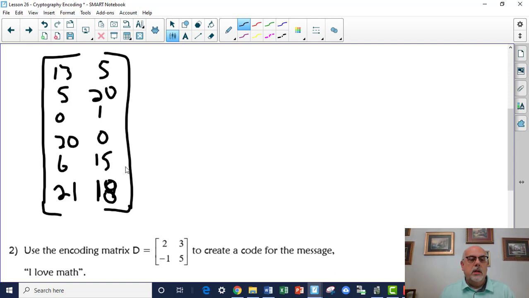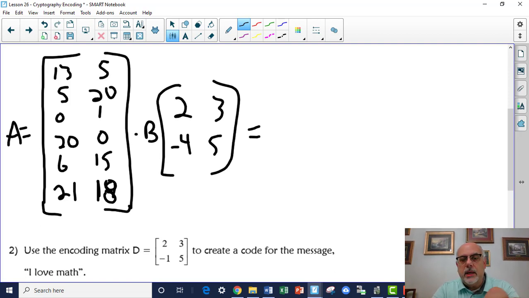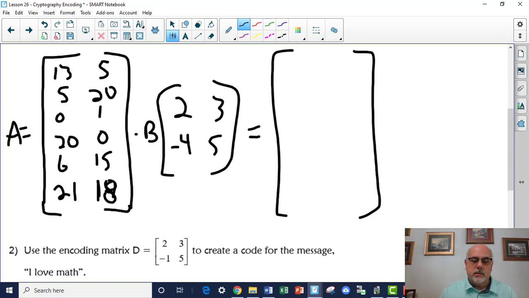Okay, so we'll put in the calculator matrix A times matrix B. That is our encoding matrix, 2, 3, -4, and 5, and that will give us a 2-column matrix. You put that in the calculator and you just multiply that out. We've been putting the matrices in the calculator, so I'm not going to do that again.